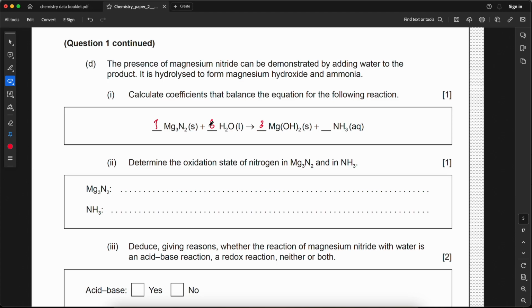Now hydrogen becomes 12. Here hydrogen is 3, so we need to put 2 right here, so this will be 6, and then this one also will be 6, so the total hydrogen is 12. So now the equation is balanced.